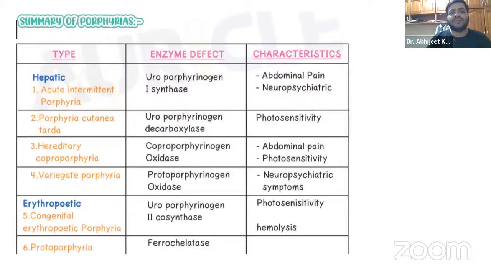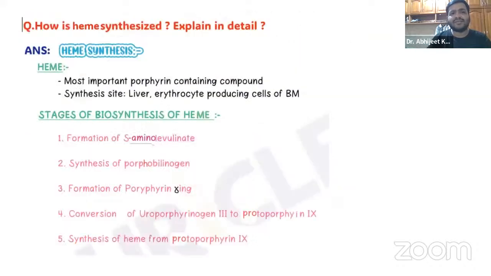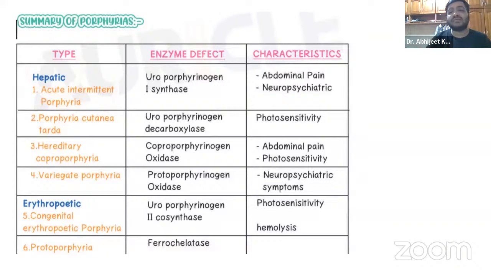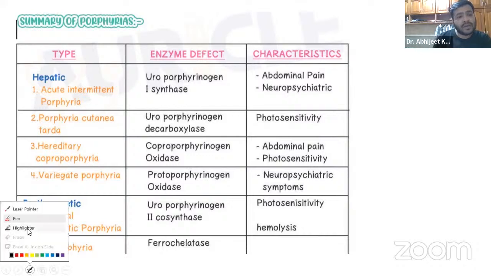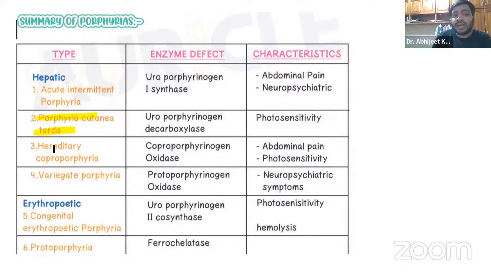Now, we have already discussed the porphyrias, guys, right? So I will first come to the enzyme defect, and then I will discuss the heme part. Then it will be easier to correlate with this. So we have the hepatic types of porphyrias and erythropoietic. Hepatic means the liver, guys, right? So we have acute intermittent porphyria, porphyria cutanea tarda, hereditary coproporphyria, and variegate porphyria, right? So the enzyme defect in acute intermittent porphyria is uroporphyrinogen 1 synthase, right?